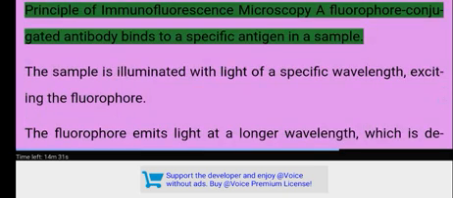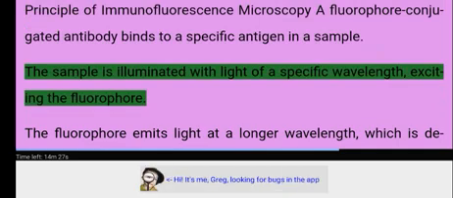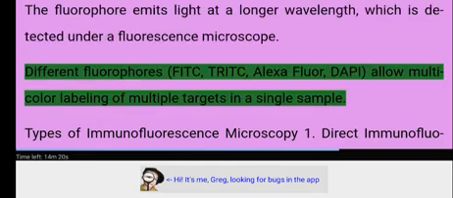Principle of immunofluorescence microscopy: a fluorophore-conjugated antibody binds to a specific antigen in a sample. The sample is illuminated with light of a specific wavelength, exciting the fluorophore. The fluorophore emits light at a longer wavelength, which is detected under a fluorescence microscope. Different fluorophores, FITC, TRITC, Alexa Fluor, DAPI, allow multicolor labeling of multiple targets in a single sample.